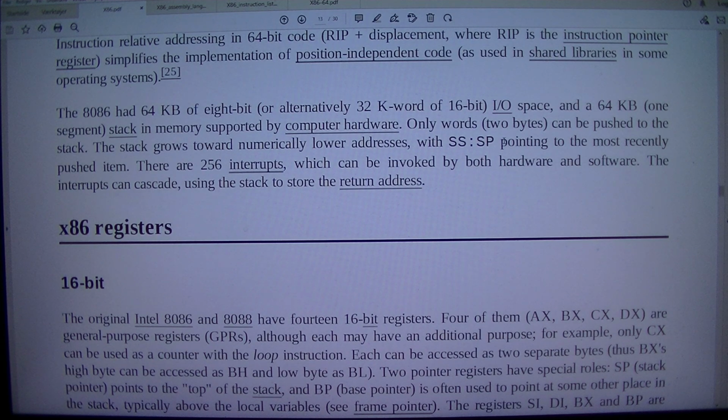Only words, 2 bytes, can be pushed to the stack. The stack grows toward numerically lower addresses, with SS:SP pointing to the most recently pushed item. There are 256 interrupts, which can be invoked by both hardware and software. The interrupts can cascade, using the stack to store the return address.